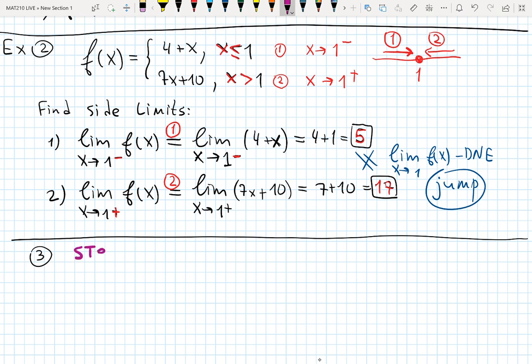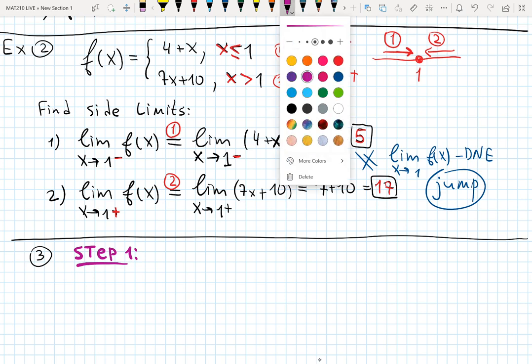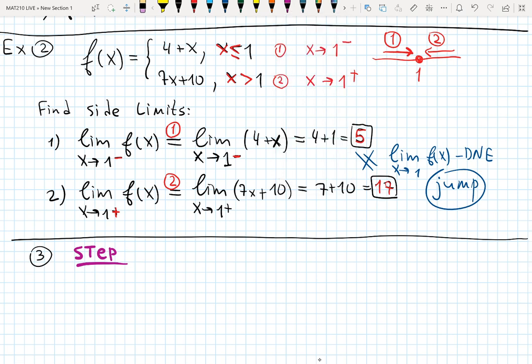Step 1. When I give you the limit, please don't overthink it right away. Maybe you can just plug in. I will do it like this, steps.